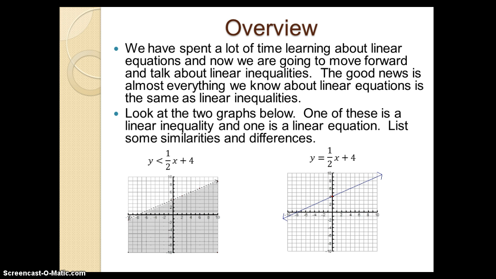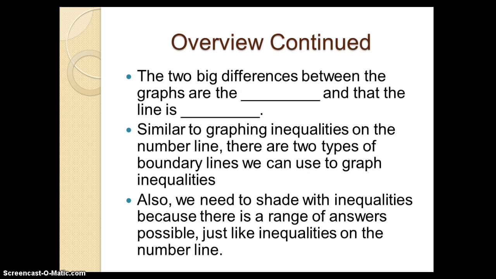However, some of the differences would be in the linear inequality, the line is dashed versus a solid line in the equation, and we have an area shaded in the inequality versus the equation. So the two big differences between the graphs are the shading and that the line is dashed.